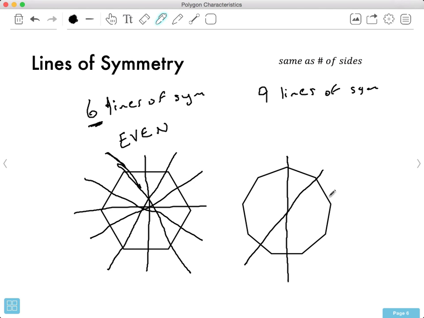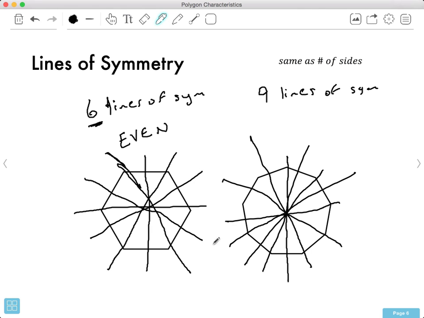So there's 1, 2, 3, 4, 5, and it looks like it's done, but you still got points here. 6, 7, 8. This is much easier on paper. And 9. Ugh. Okay, so 9 lines of symmetry.